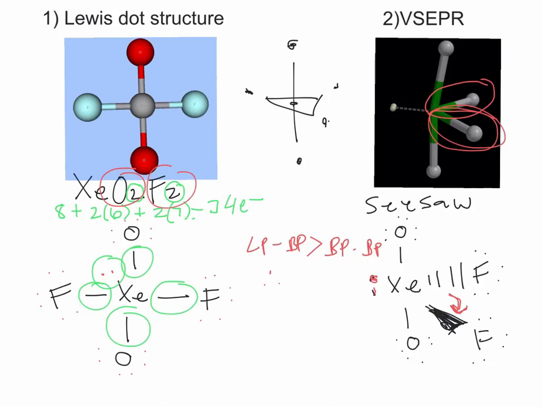This one here has an equatorial angle of less than 120, and that's equatorial. This one here has an angle of less than 90, and that's axial. And just to let you know, this one right here would be less than 180. And that is how you draw a Lewis dot structure with VSEPR. Thank you.